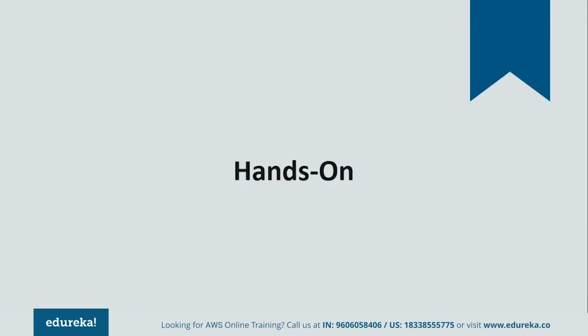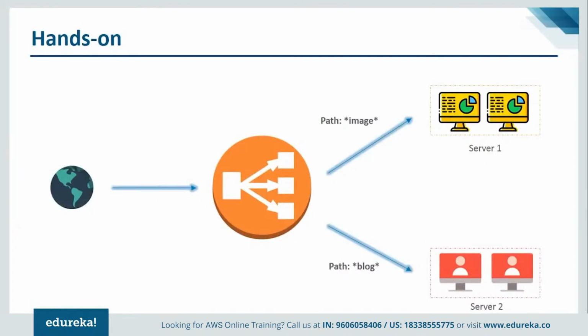So let me quickly show you what we are going to accomplish today. Basically a user will come in, he will have the address of your load balancer, and if he asks for the image path, or say server 1 in our case, he will go to the autoscaling group of server 1. If he asks for server 2, he will go to server 2, but all of them will have the same address, that is the address of your load balancer. All right, so this is what we are going to accomplish today.